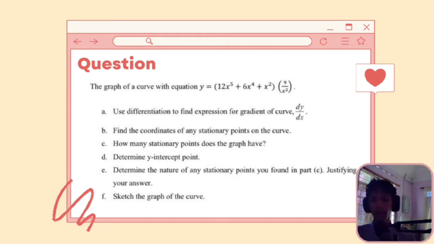Next one is to find the coordinates of any stationary points on the curve. Next one is how many stationary points does the graph have? Next one, determine the y-intercept point. Next one, determine the nature of any stationary points you found in part C, justifying your answer. And the last one is to sketch the graph of the curve.